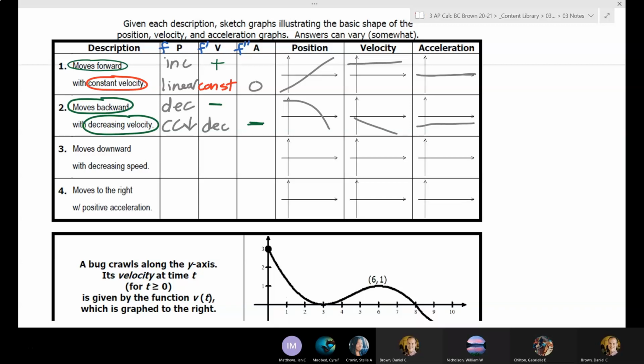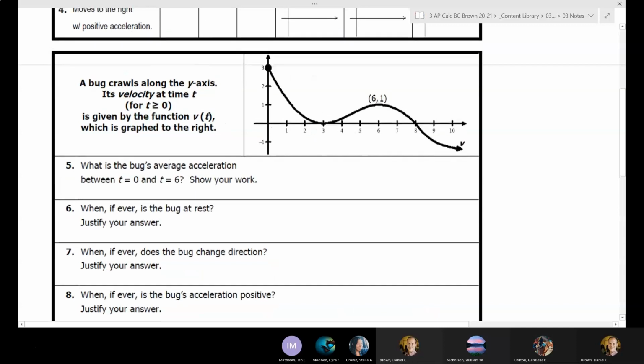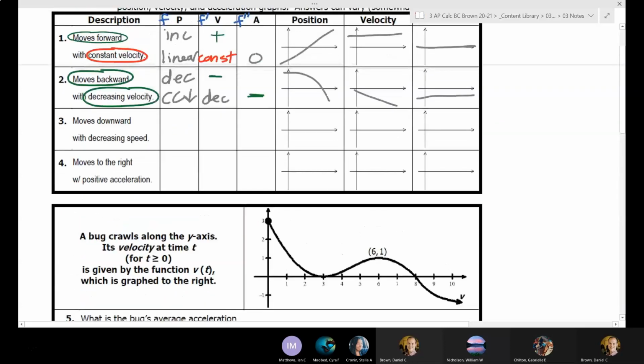Again, it's helpful if you just associate in your head acceleration with the second derivative, velocity with the first derivative, and position is just a fancy way of saying the original function. So take a few moments to try 3 and 4. We'll pull all this together with a bug walking across the y-axis. Exciting stuff.